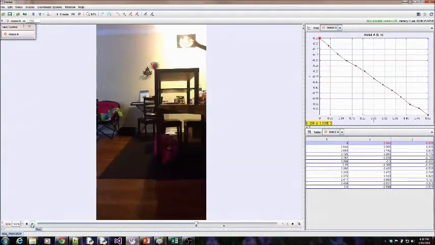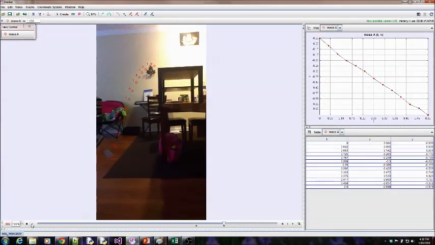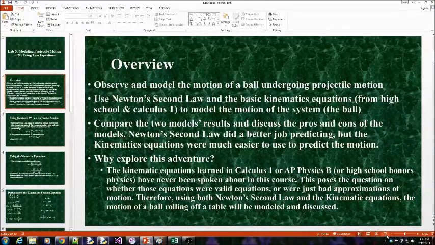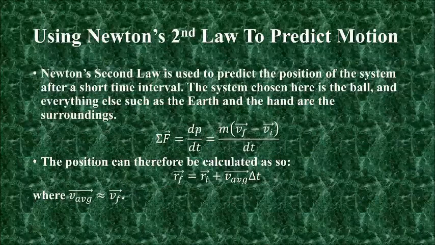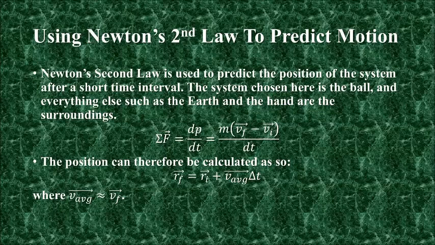This is the motion of the ball I've observed in Tracker. Newton's second law is used to predict the position of the system after a short time interval. The system chosen here is the ball, and everything else, such as the earth and the hand, are the surroundings. Newton's second law says that the total sum of all the forces is equal to the change in momentum over the change in time, which is the same thing as the mass times the change in velocity over the change in time. The position can therefore be calculated using this equation right here, where we use the approximation that v average is the same as v final.